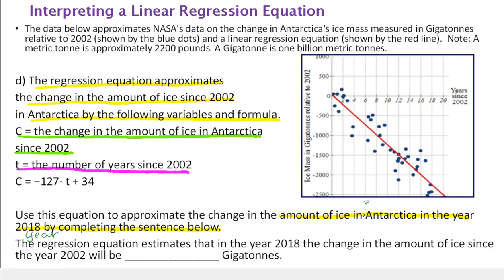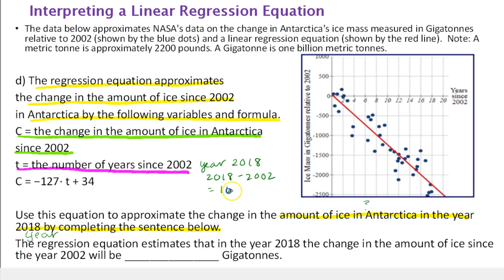Okay, so typically in these types of questions, they give you one variable and ask you for another. A reverse of this, they could say, when is the change going to be 500 billion gigatons? And then you'd find the time. Here they're giving us a time, and we find the amount of ice that the regression equation approximates. So we need our t value. So we know the year is 2018, but that is not our t value because remember t measures the years since 2002. And to find that value, basically we just have to subtract to find the difference.